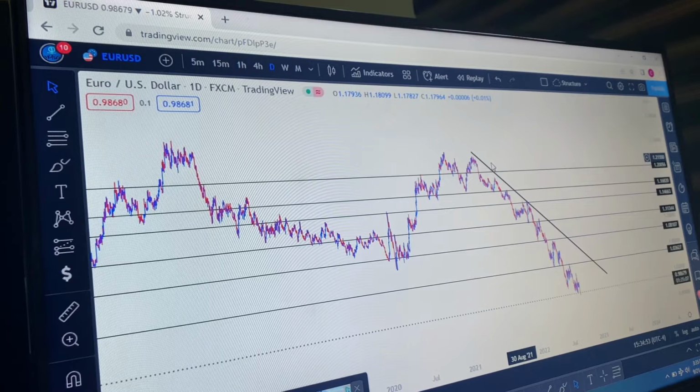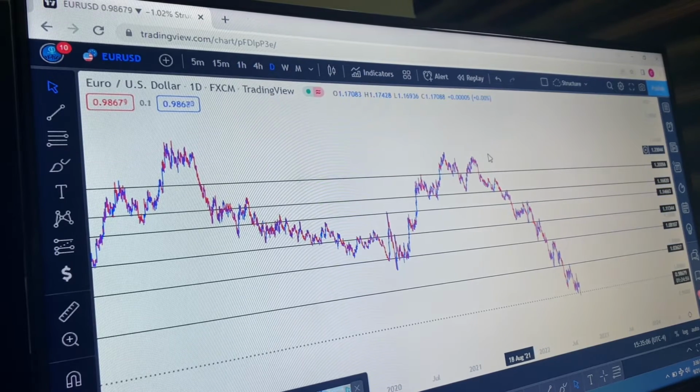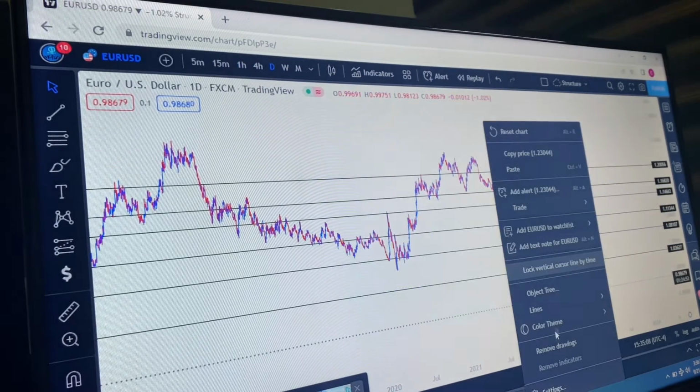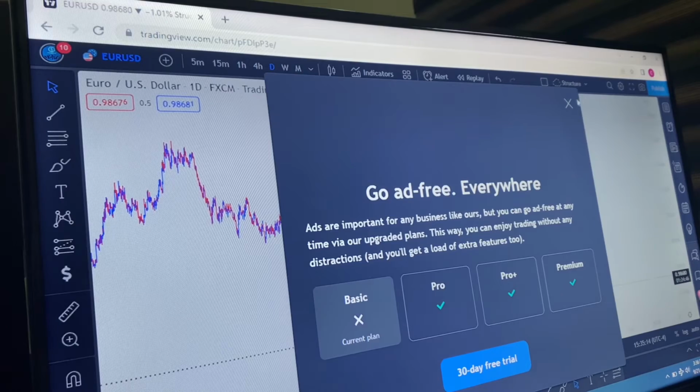Do you understand? Please, if you do not understand, let me know. Yes, I'll go over it again. Thank you. If you do not understand, let me know. I'll go over it again. I've cleaned the whole chart now.